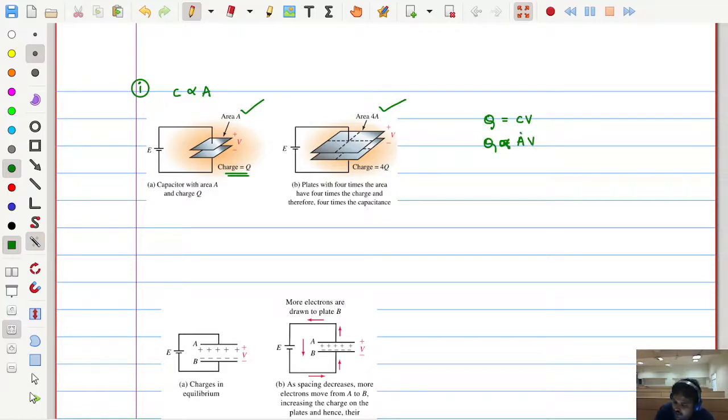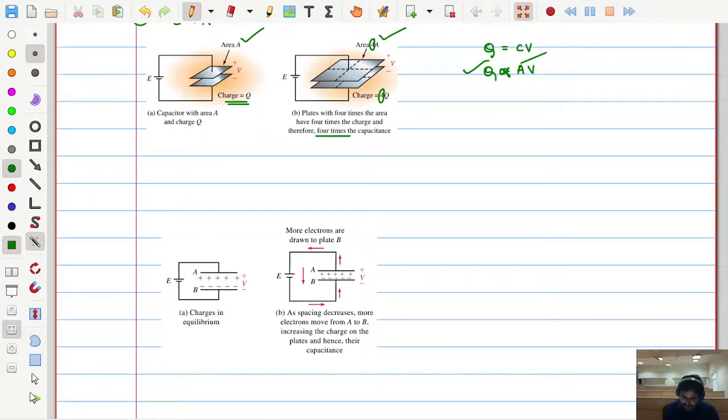That means if area increases, charge also increases, in the same amount of time. If area increases by 4 times, charge also increases by 4 times, thereby capacitance increases 4 times than the previous. So this is what we call a proportional or direct relationship. If one quantity varies by twice, the corresponding quantity is also going to vary twice. This is the direct relationship.